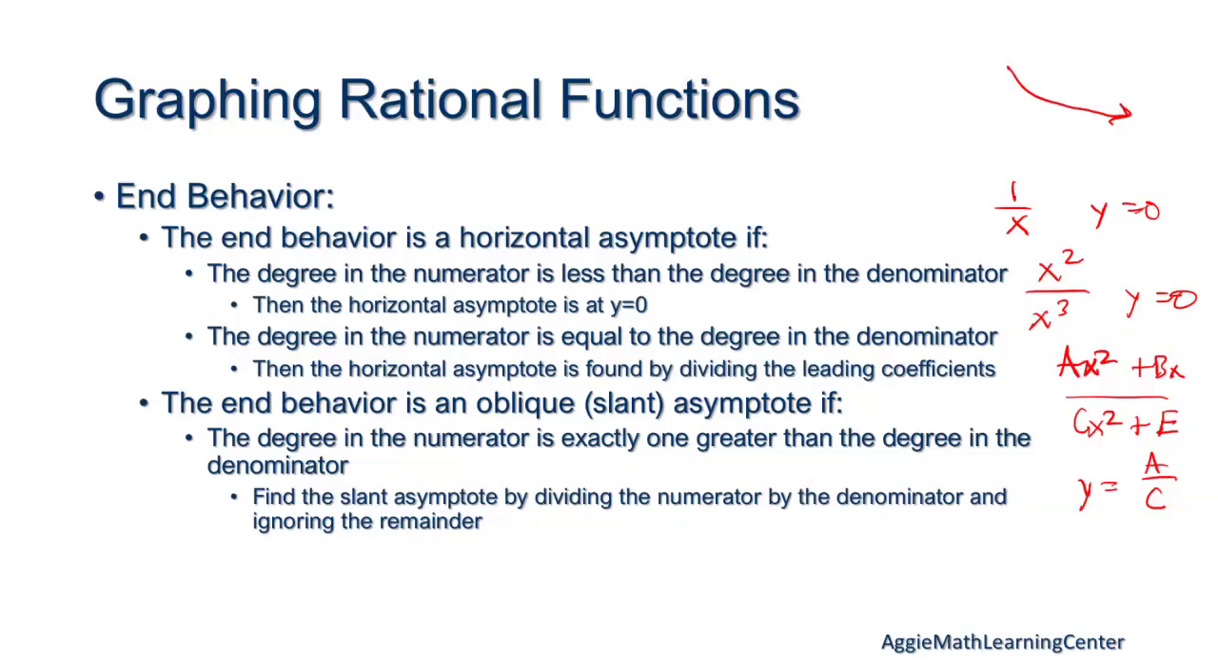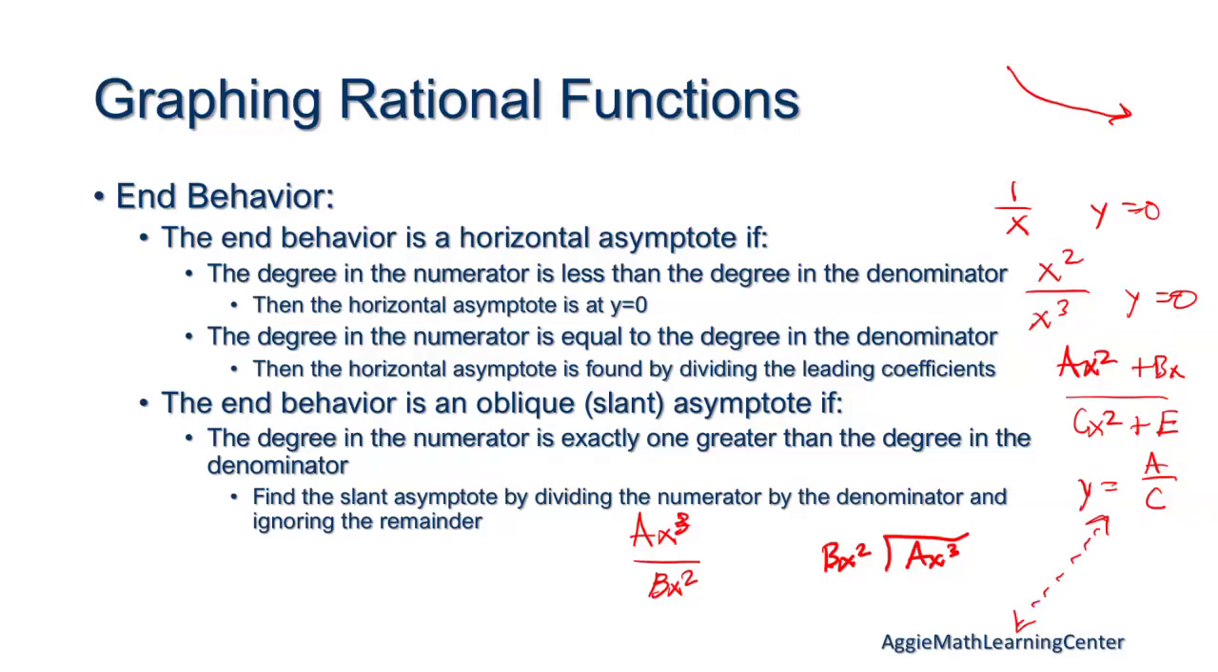And then it's an oblique or slant asymptote if the degree in the numerator is exactly 1 greater than the degree in the denominator. So an example of this would be ax cubed over bx squared. So that would be a slant asymptote. And you have to do polynomial division. So you would put the bx squared in here with the ax cubed, and then whatever else is in that too, you would do. And that would be an asymptote that would go something like this.